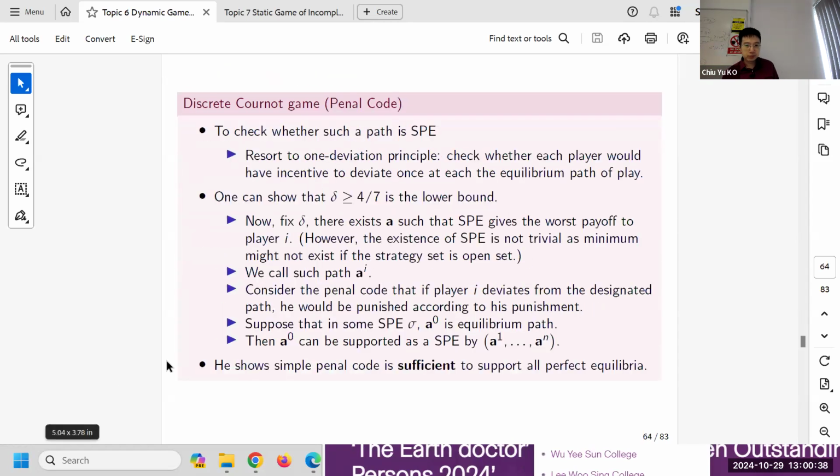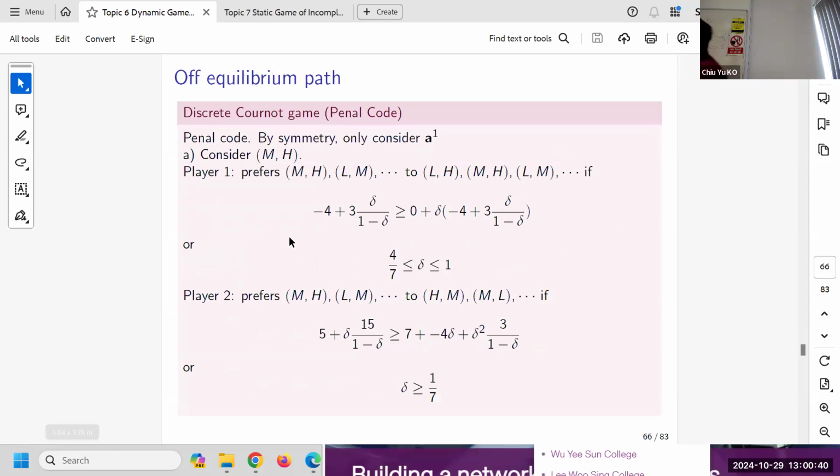So that's why the idea is like this. You get -4 and 3 forever. But if you don't want to follow the punishment, you escape the punishment, you restart the punishment again. Okay. So we make sure that you don't want to escape. Right? That requires delta to be pretty big.